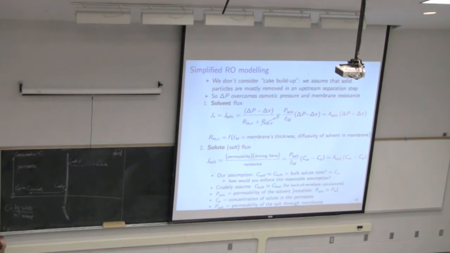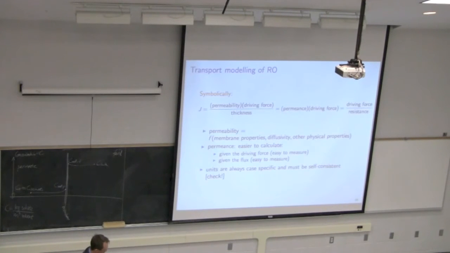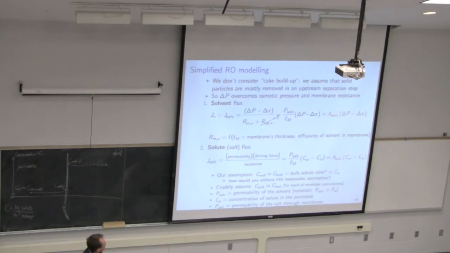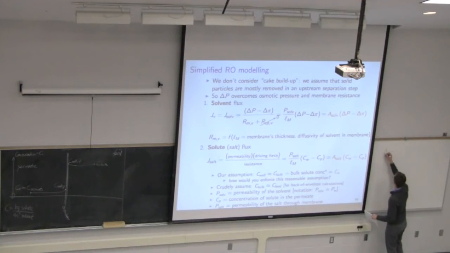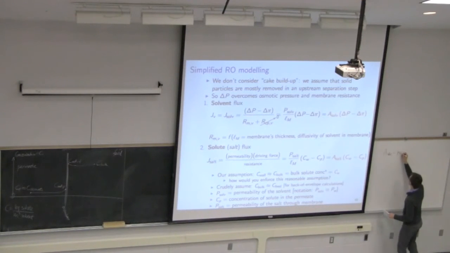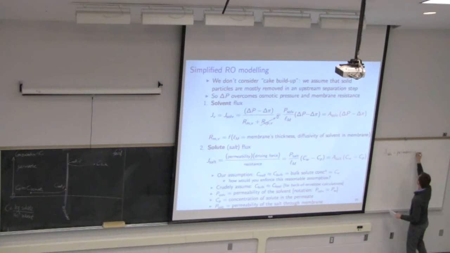So let's take a look then at our system. We're going to model firstly the solvent. So that's our first equation up here, JV. The solvent flux is given by this term P solv over LM. Now P solv is the permeability of the membrane. But if we take permeability divided by thickness and call that permeance, we'll give that a new name, A solv. We'll often use capital A for permeance. So A solv is the permeance of the solvent.